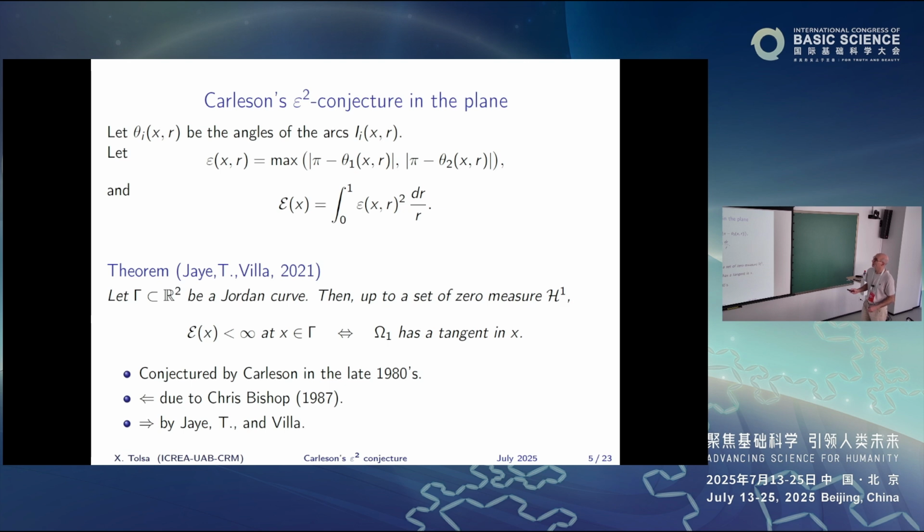Then we consider a coefficient epsilon(x,r) that measures how close these angles corresponding to these arcs are to being plane angles. So it is just the maximum of the difference, in modulus, between pi minus theta 1 and pi minus theta 2. So that if these angles are plane, then this coefficient is 0, right?